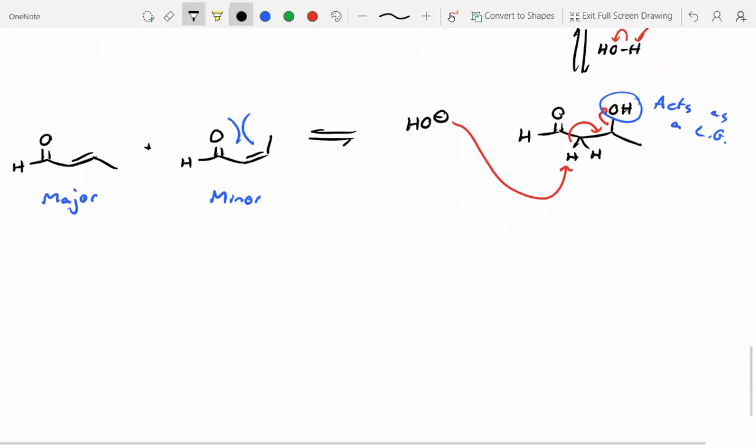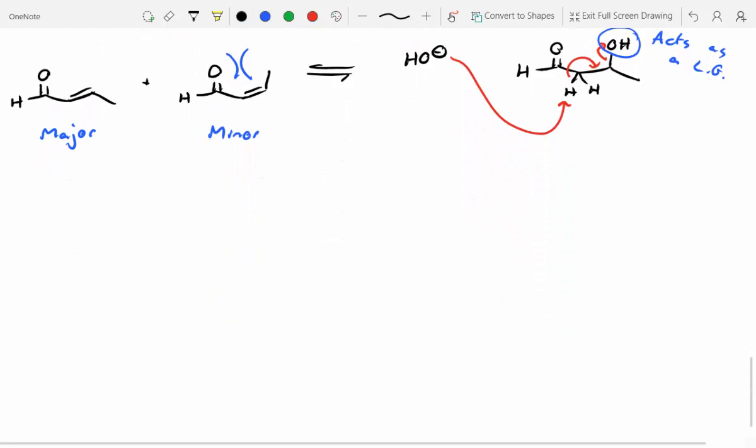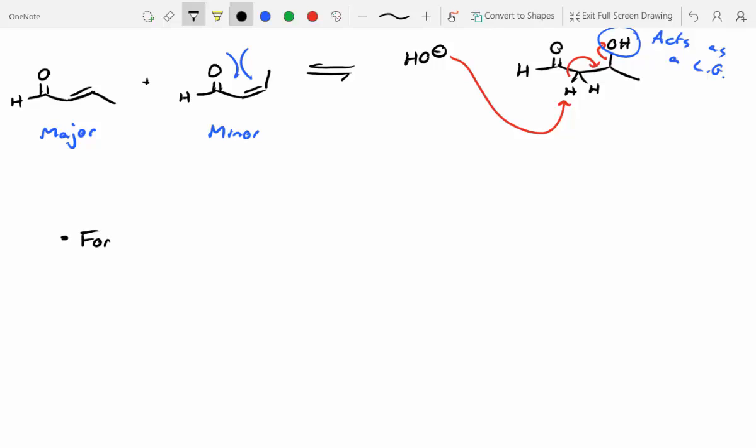So let's make a few notes. It forms a thermodynamically stable product, and the product is called an alpha beta unsaturated ketone or aldehyde.